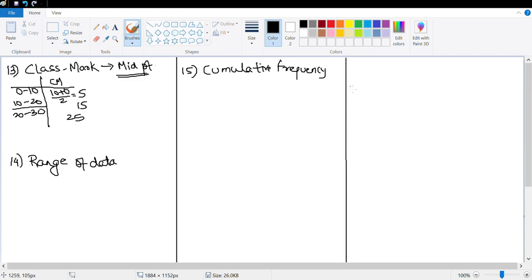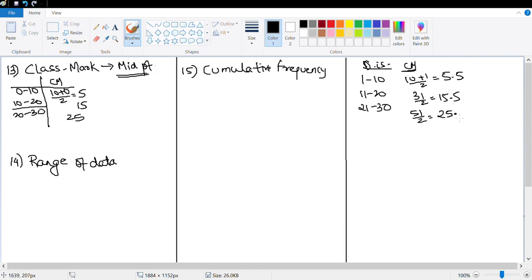Now let's look at if the data was in the discontinuous form. So I had 1 to 10, 11 to 20, 21 to 30. Now this is in the discontinuous form. So how do I calculate class mark? I'm not giving the answer. Let's check. So I will do 10 plus 1 upon 2, that's 11 upon 2, that's 5.5. 11 plus 20, that's 31 upon 2, that's 15.5. This is 51 upon 2, which is 25.5.